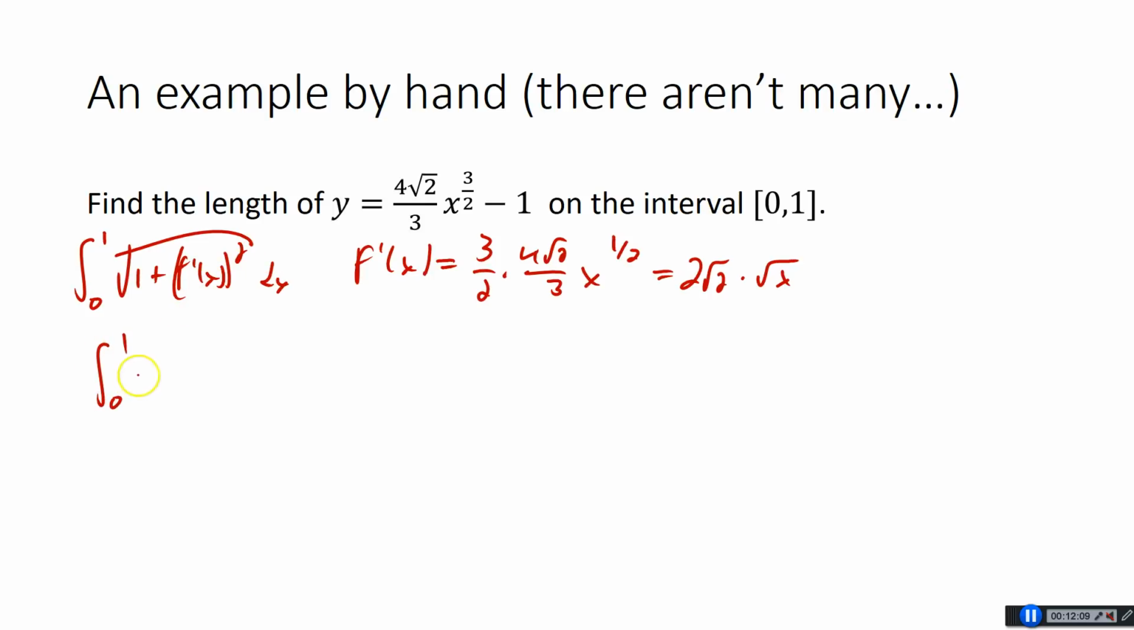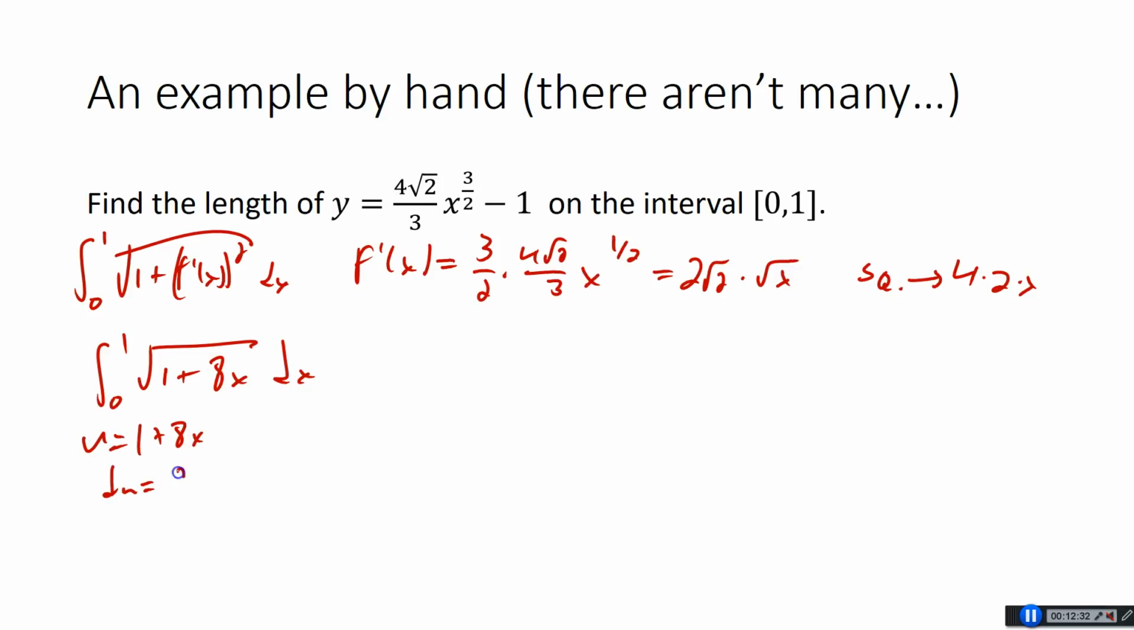So we're going to square that in our integral. So the integral 0 to 1, square root of 1 plus, if we square this entire thing, 2 squared is 4, root 2 squared is 2, root x squared is just x. So it looks like we'll have 8x underneath there. 1 plus 8x dx. Looks like a good candidate for u sub. So u is 1 plus 8x, and du is going to be 8 dx.